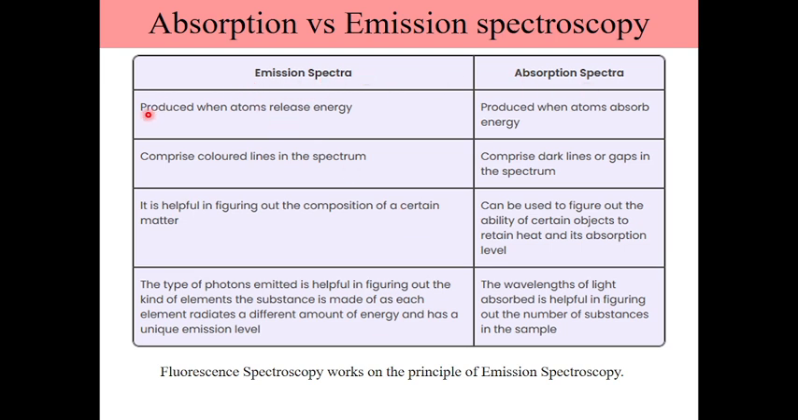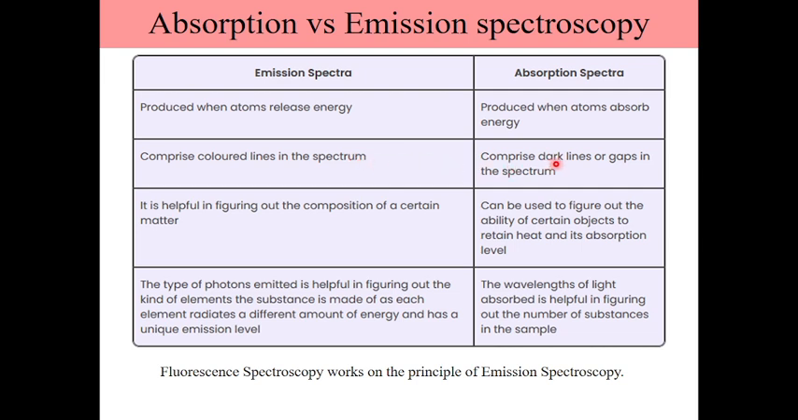So when this light is released, this is the emitted light, and this is collected, this forms the emission spectra. And absorption spectra is the light that is absorbed, and if the spectrum of that light is viewed, then that is the absorption spectra. Okay, so emission spectra are produced when atoms release energy. Absorption spectra are produced when atoms absorb energy. Emission spectra comprise colored lines in the spectra, right?